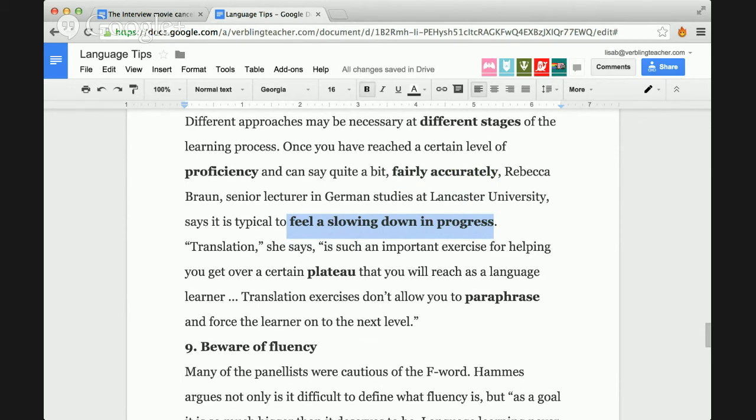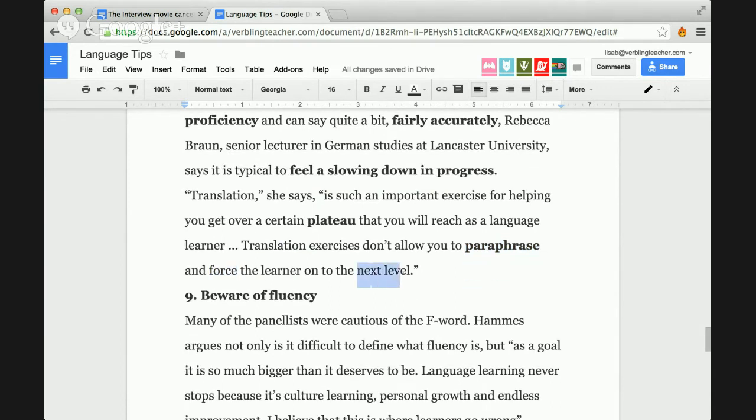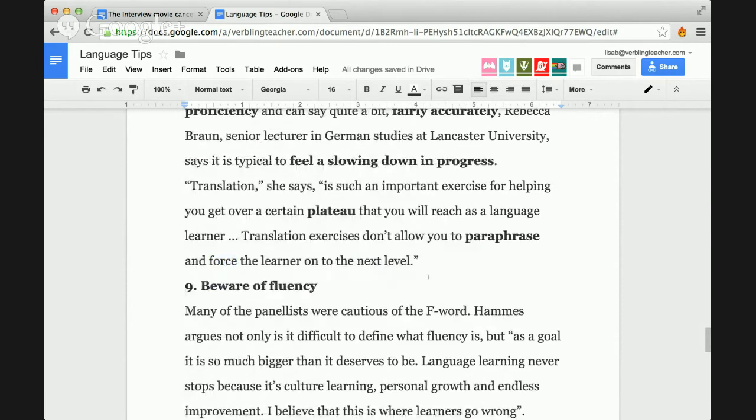And so you want to make more progress, and she says maybe something like more difficult translation exercises could help you. So instead of just paraphrasing and talking about it, you might want to actually translate something exactly into a good Spanish sentence, for example, rather than just saying, oh, well, they mean this. That would be paraphrasing. And this forces you to the next level, so you really understand what's happening with the language.